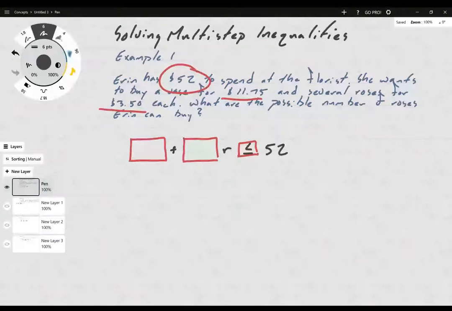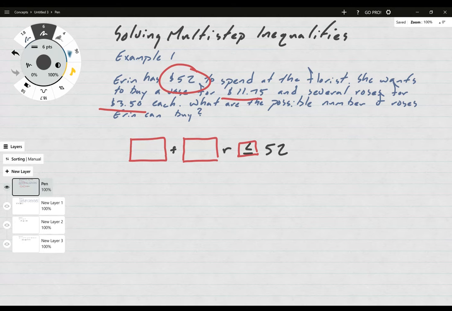We know that she has $11.75 to spend on a vase, so that is my constant term. So it's $11.75 plus the amount for each rose, which is $3.50 multiplied by r. r represents the number of roses. $3.50 multiplied by r is the cost of roses, and the $11.75 is the vase. So now we have our inequality.